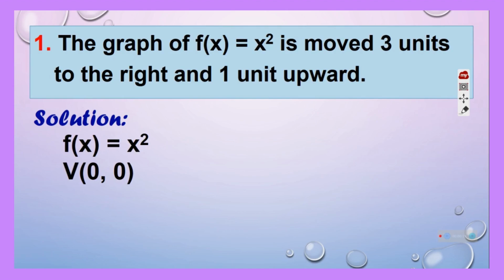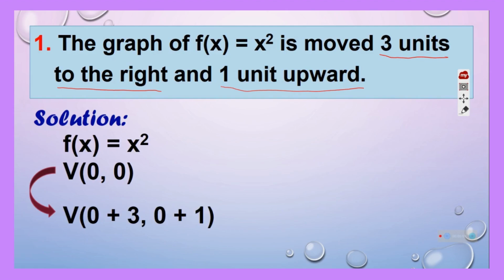Because the graph moved 3 units to the right, that means we are referring to the value of h. When the movement is upward or downward, we're going to assign this as the value of k. So therefore, to find the new vertex, we will add 0 plus 3 on the value of h because 3 units to the right, and in the value of k, 0 plus 1 because 1 unit upward. Therefore, the new vertex is 3, 1.